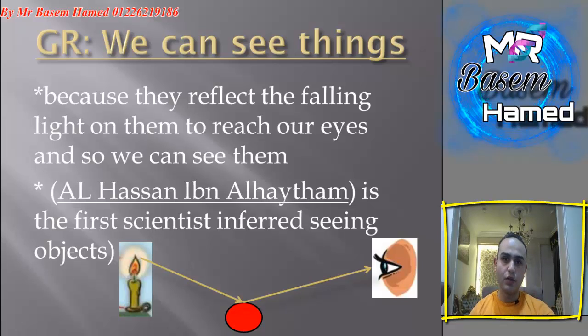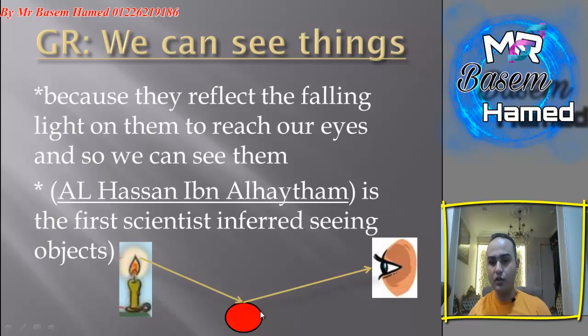Give reason. We can see things around us. Why can we see the objects around us? We can see the objects around us due to reflection. It's a short answer: due to the reflection. Can you explain that? Yes, because they reflect the light falling on them to reach our eyes.